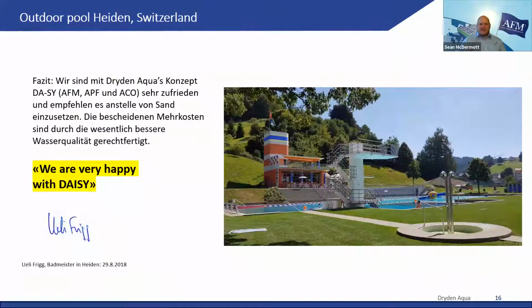I have to interject really quick. Instead of CPO in the US, where we have certified pool operators, we should have Bademeisters. That sounds much cooler.